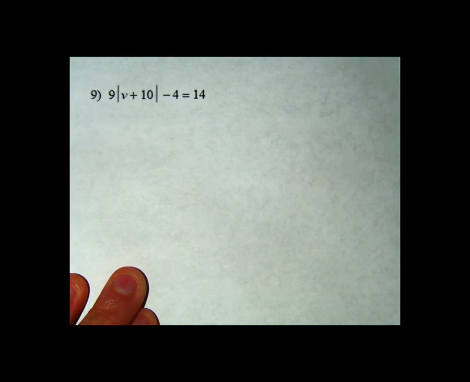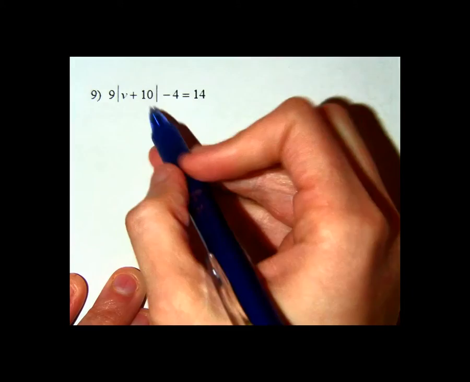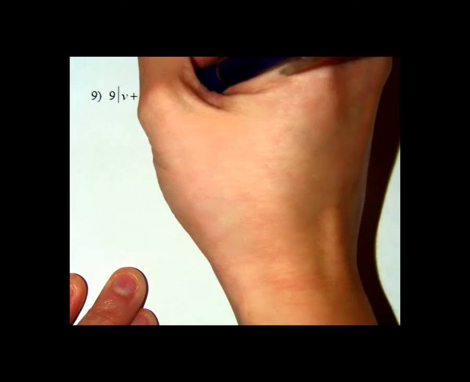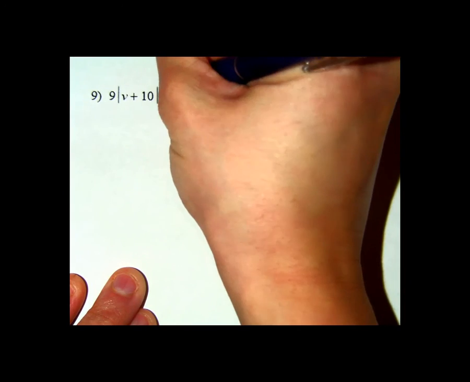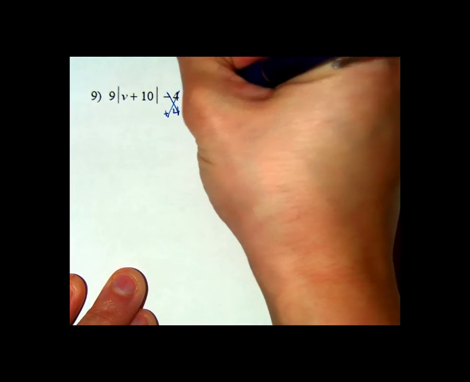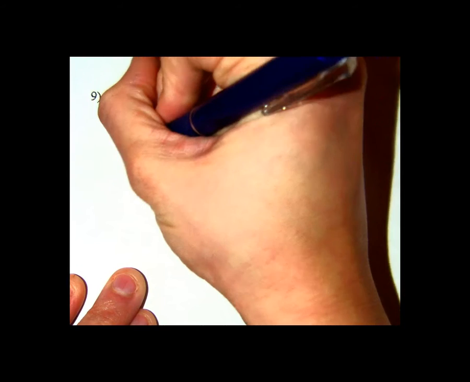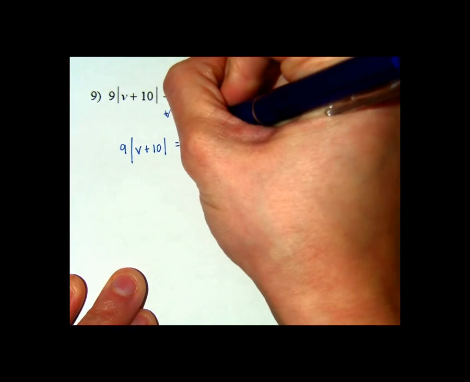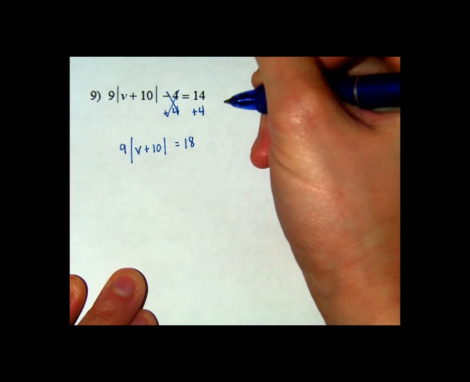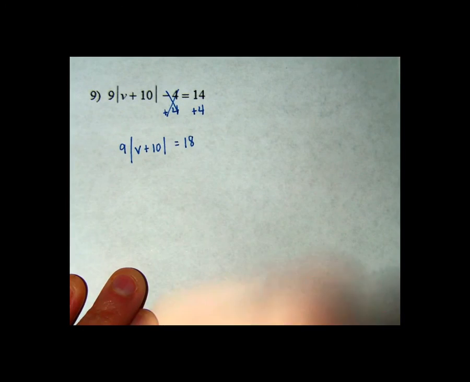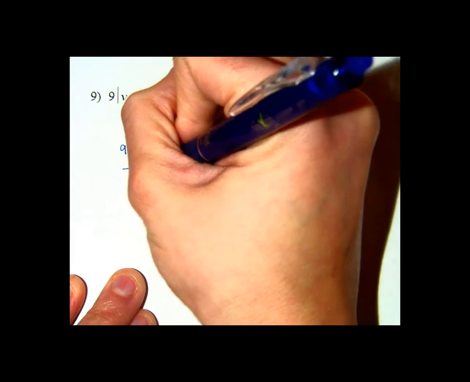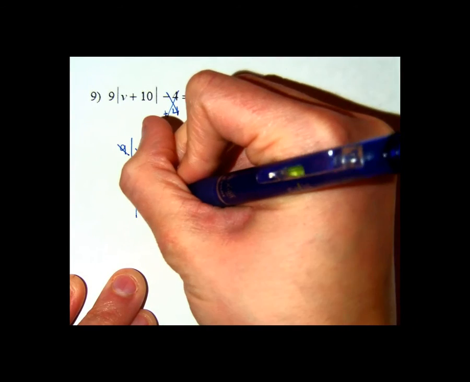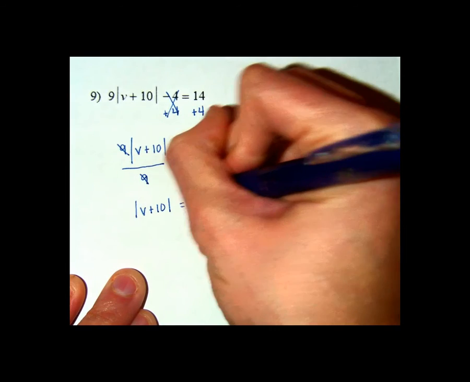Number 9, I have to get the absolute value by itself. I'm going to move over the minus 4. I know that's the one I want to move over because I always need to move anything that is added or subtracted before I move division or multiplication. All right, I'm now going to divide by 9. So the absolute value of v plus 10 equals 2.